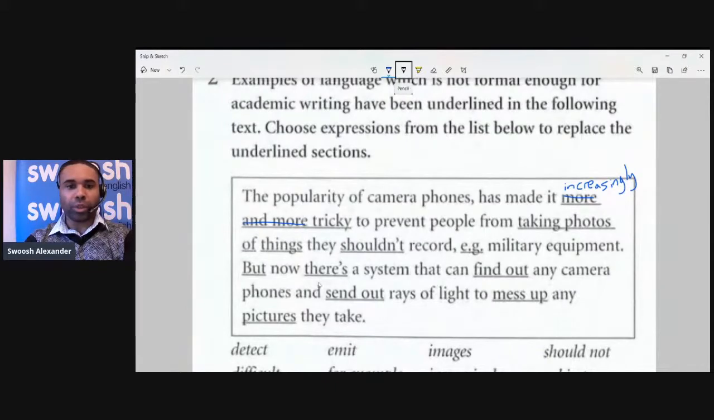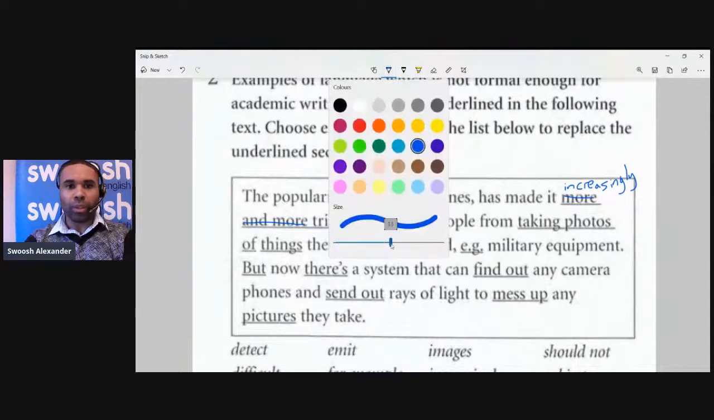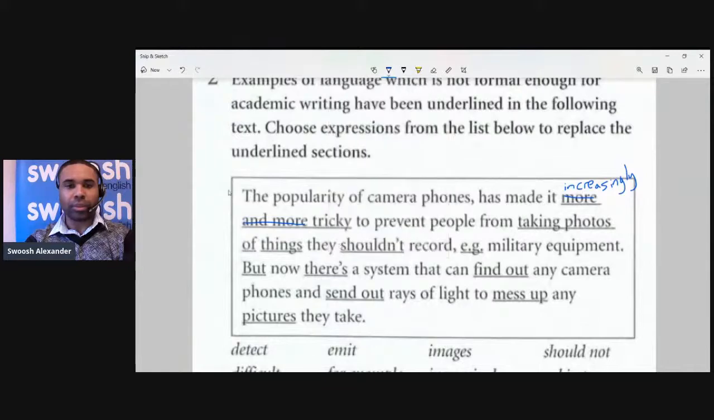So we can just, I don't want it to be too thick. Okay, so we can, oh dear. So we can just eliminate that one. So we've got increasingly, and let's just erase this. And rather than tricky, a more formal way of expressing tricky is to say difficult. So we've got two words we can use here, increasingly difficult.